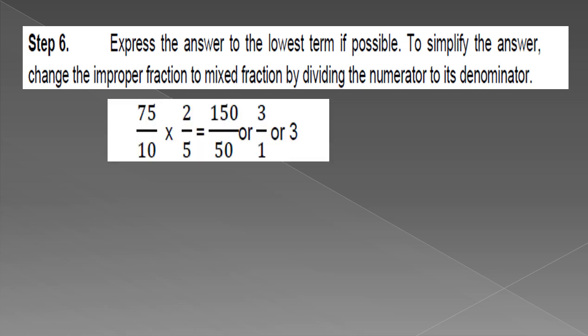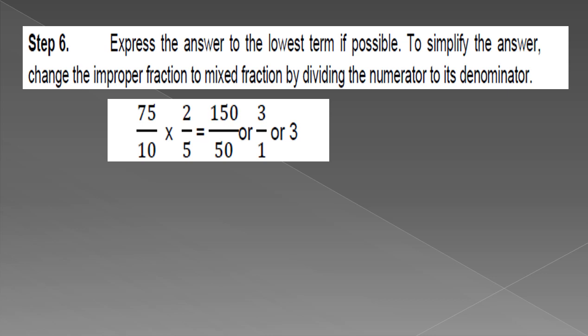So let's say, for example, 75 over 10 times 2/5 is equals to 150 over 50. So we divide both sides by 50. 150 divided by 50 is equals to 3. And then 50 divided by 50 is equals to 1. So 3 over 1 or 3.